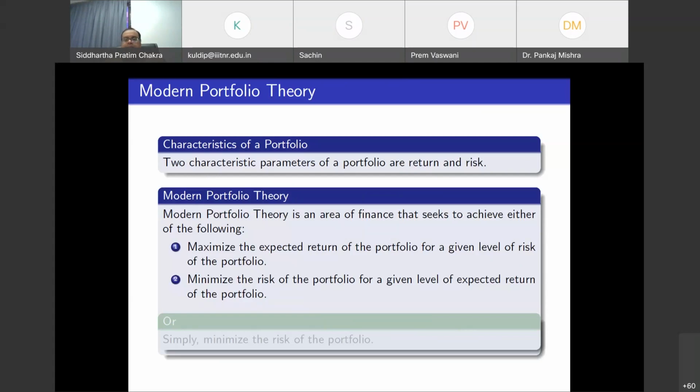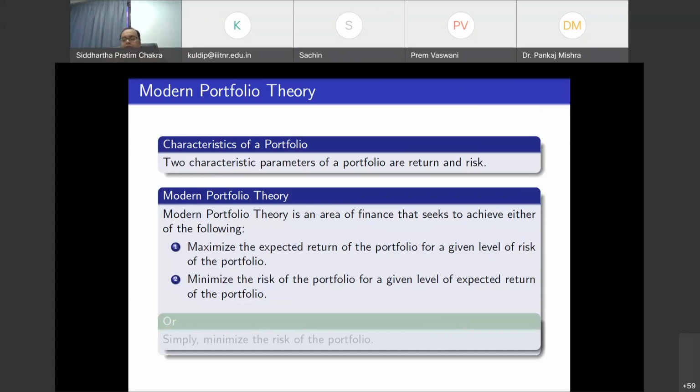and vice versa. So the modern portfolio theory, at a very basic and intuitive level, is an area of finance that seeks to achieve one of the following goals. So I will enumerate the two goals. One is that if you are given a certain level of risk of a portfolio, then you say, okay, I want to invest in a portfolio.